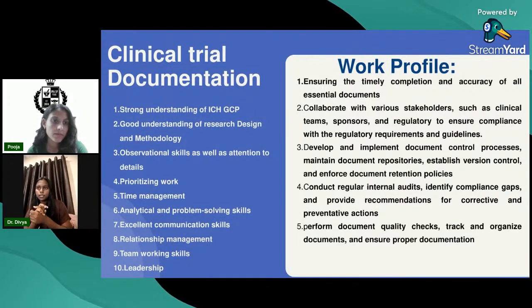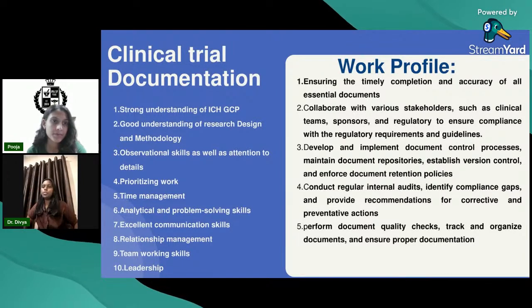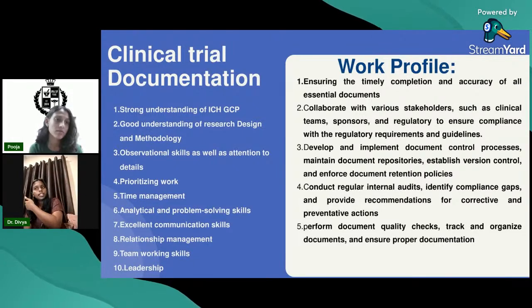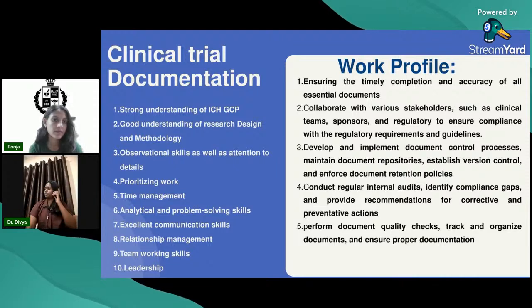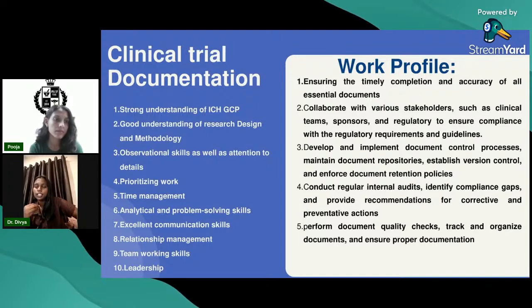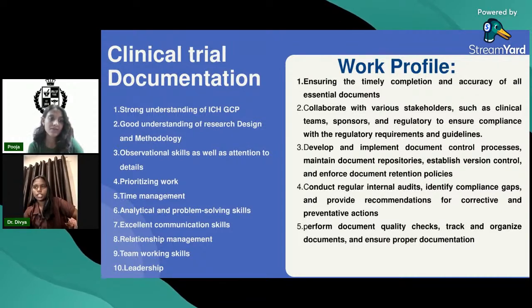And the last, the most important thing, that is documentation. So, clinical trial documentation. These are the people who will collect, document, and handle the data and submit it to the regulatory bodies. Because until you submit the data for approval, that means you have done nothing. Like I said, there is a quote: if it is not documented, it is not done. So these people will ensure the timely completion of essential documents.